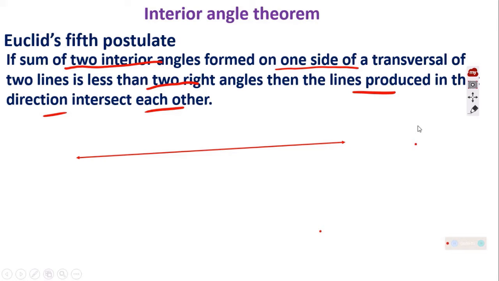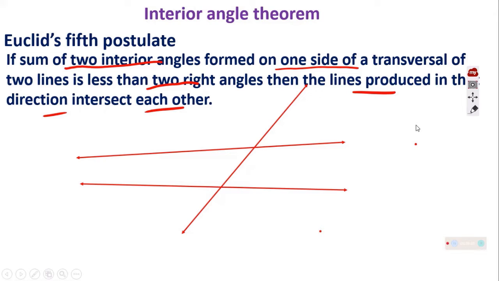If there are two lines like this and there is a transversal, then in such a situation, if the angles formed on one side are less than two right angles, what does it mean? A right angle has a measure equal to 90 degrees. Less than 2 right angles means less than 180 degrees, right? In that case, the lines produced in that direction intersect each other.